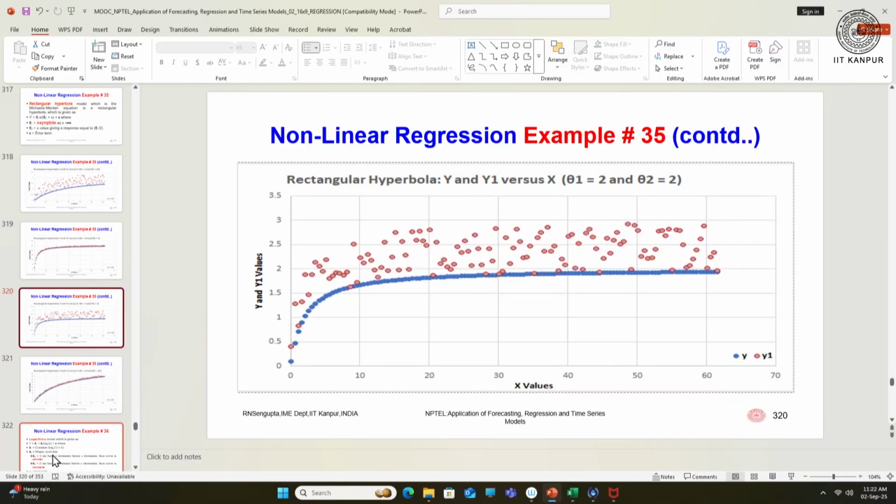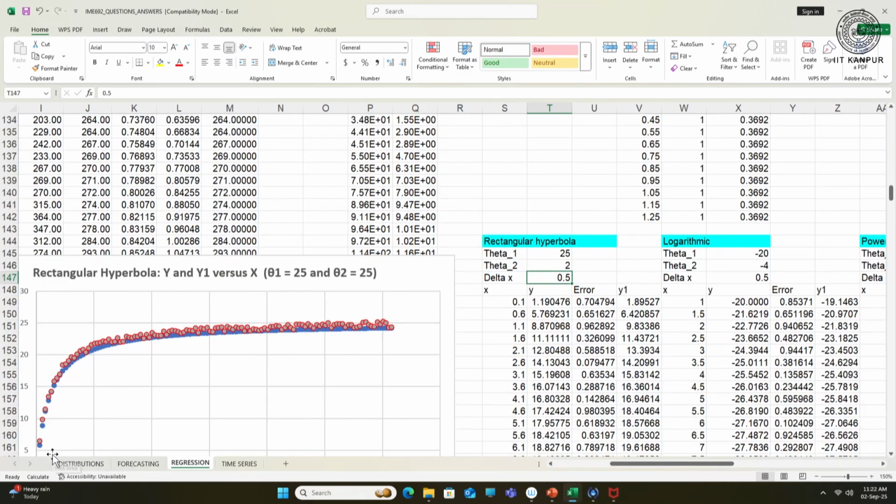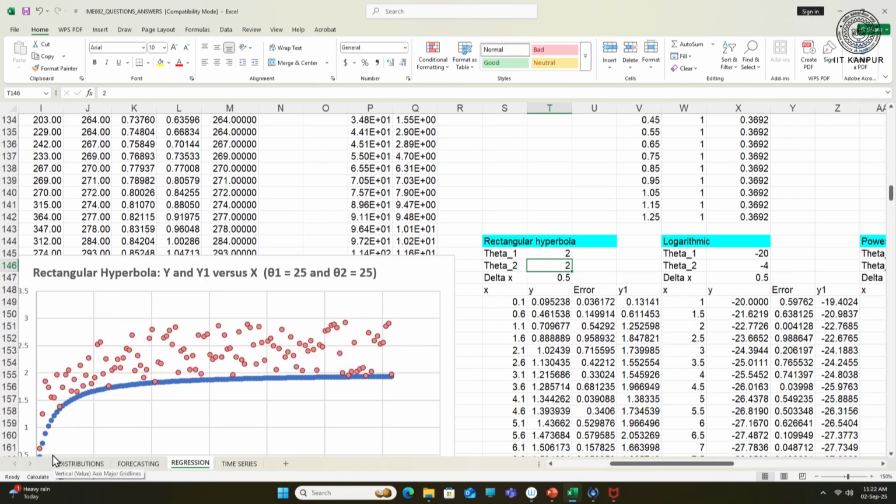The next value we have is theta 1 as 2 and theta 2 as also 2. So, let us check theta 1 as 2 and theta 2 as 2 here also, which means that a slight tweak in theta 1 to the lower side increases the variability. The rectangular hyperbola nonlinear regression model would be much better fitted when you consider the theta 1 value to be as large as possible. So, this is the case of theta 1 and theta 2 both being 2.